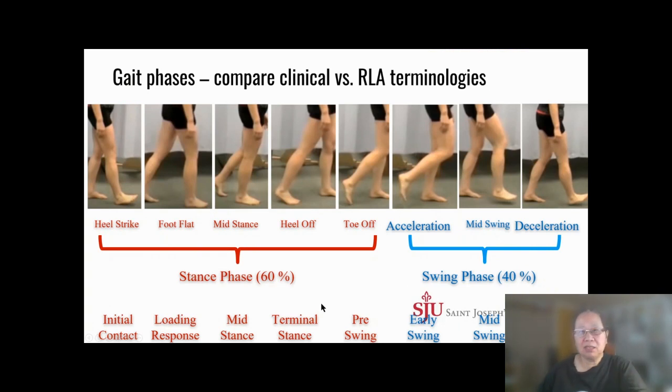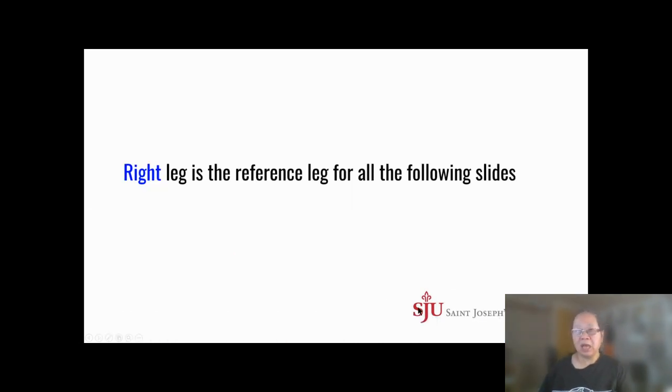This is just a comparison of the clinical and Rancho Los Amigos terminology. Here, heel strike changes to initial contact, foot flat changes to loading response. Heel off is terminal stance, toe off is pre-swing. And then swing just changes from acceleration and deceleration to early, mid, and late. I'm going through the details of each phase. The right leg is the reference leg.